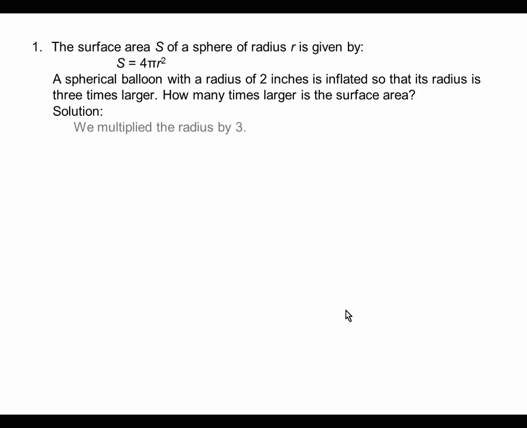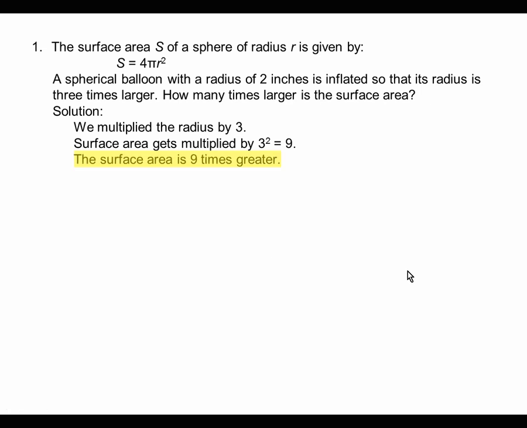Okay, our solution. We multiply the radius by 3. That's our t. We're multiplying the radius by 3 because right there, 3 times larger. The power is 2. So the surface area gets multiplied by 3 squared. Remember, the power is 2, so that is 9. So the surface area is 9 times larger.